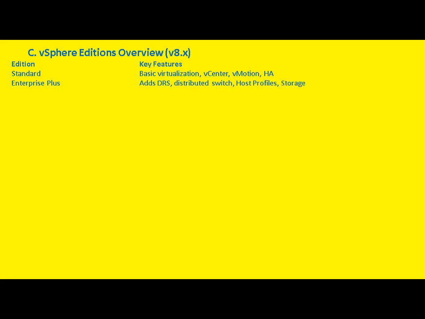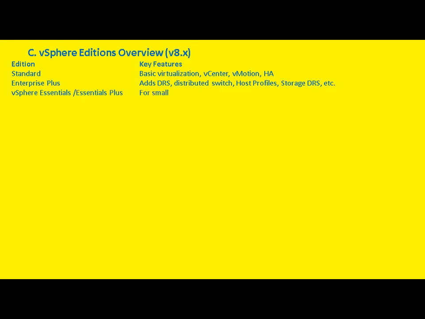So next point is what are the vSphere editions available in the market. Overview of vSphere editions, that is version 8. So what are the editions and what are its key features? Standard edition: it's a basic virtualization with vCenter. It contains your ESX virtualization host, vCenter, and then your vMotion and HA features. Then the next one is Enterprise Plus, that adds your DRS, distributed switch, host profiles, storage DRS, etc. So Enterprise Plus has some extra features available.